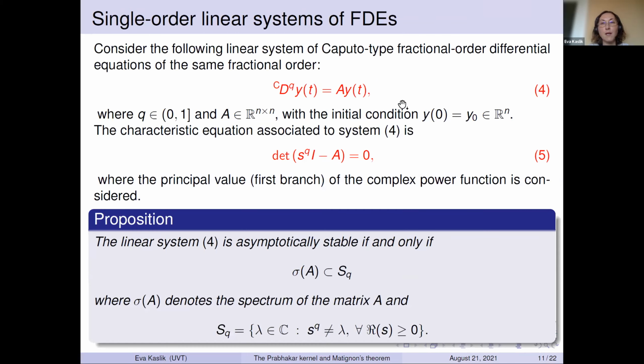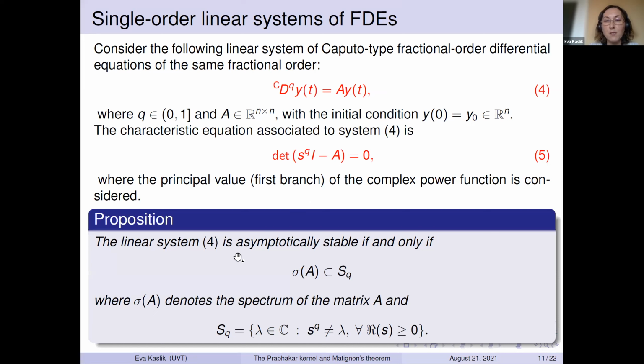Okay. And next, I will focus on single order linear systems of fractional order differential equations, and this will bring me to Matignon's theorem. So now I simply have an autonomous linear system. The matrix A is a constant n-dimensional matrix. Obviously, when we analyze the stability of such a system, we can also build up the characteristic equation associated to this system, which is of this form: determinant of s to the q times I minus A equals 0.